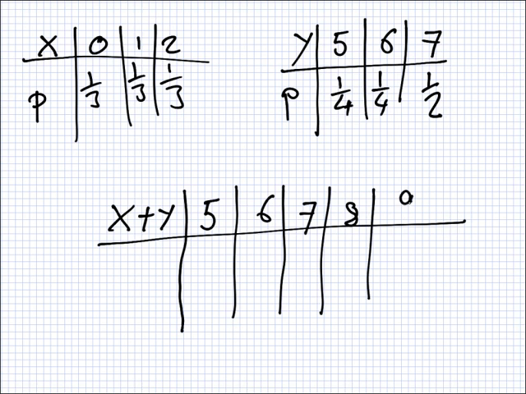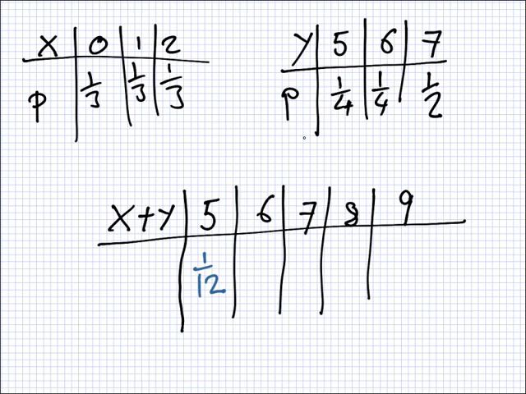And you could have 9. Now what's a little bit tricky is working out the probability. So the probability of getting a 5 is if you get a 0 and a 5. So that would be 1/12.